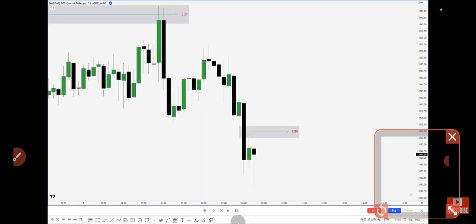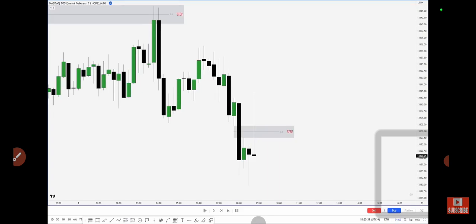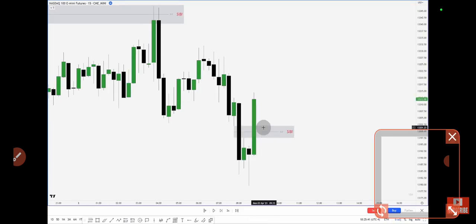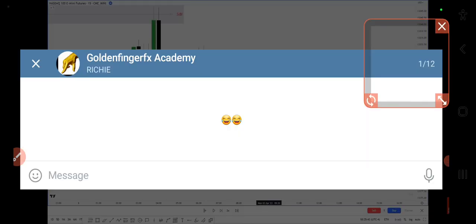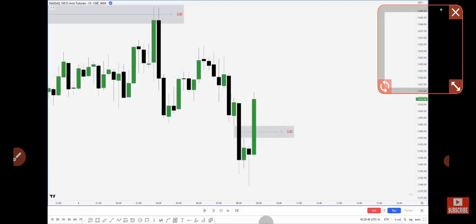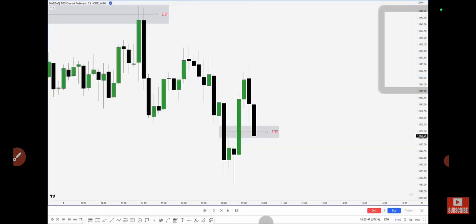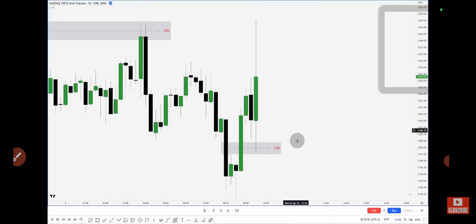Going back to this previous example, we have a CIBI right here. Price closes through it. I can then look to see if this CIBI supports price, which it then does before getting a move higher.